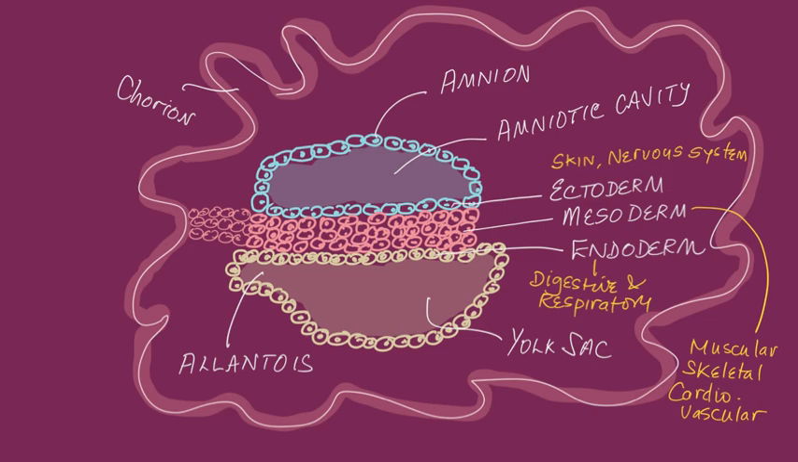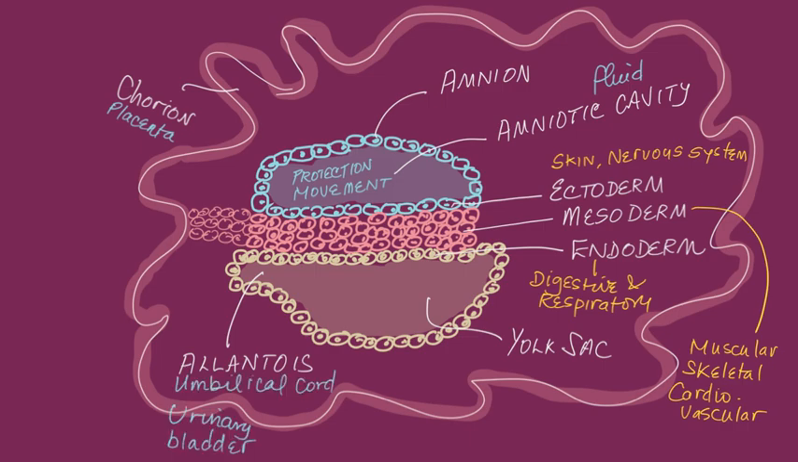The amnion and the amniotic cavity contain the amniotic fluid. And the function of the amnion is protection, and it provides movement for the growing embryo. The protection is from changes in temperature that occur outside the embryo and also acts as a cushion against external trauma. It acts like an airbag.